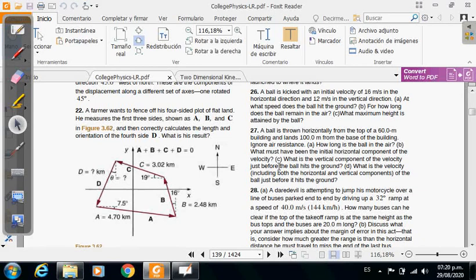Today we're going to solve one of these exercises of projectile motion, this time with exercise 27 from our book College Physics. And it says, a ball is thrown horizontally from the top of a 60-meter building and lands 100 meters from the base of the building. Ignoring the resistance, how long is the ball in the air? Let's focus on part A first of all, and then we will try to solve the other parts.